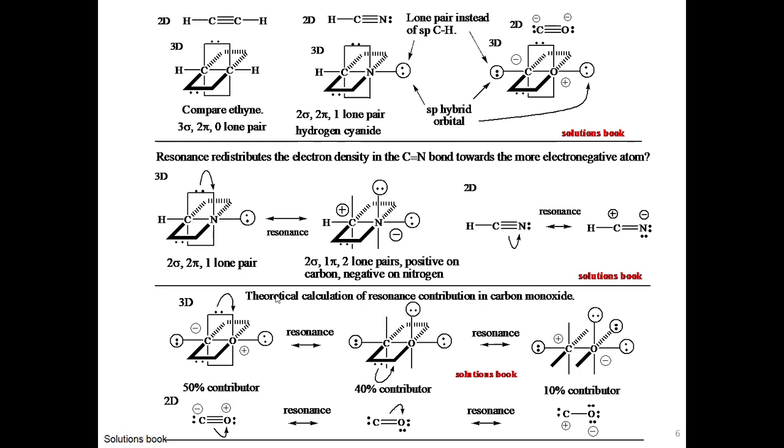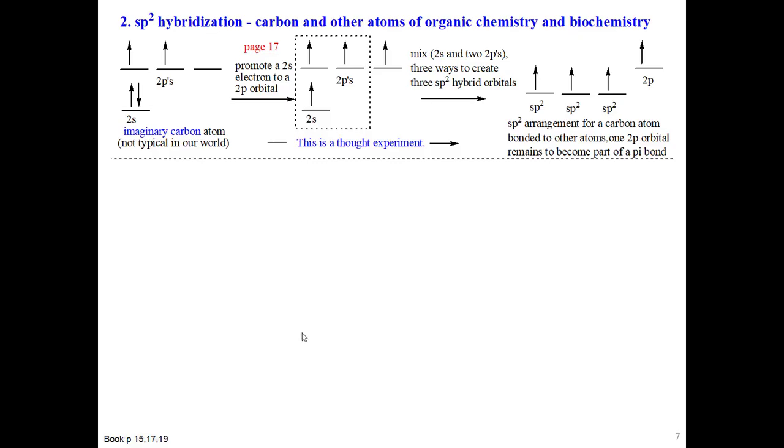Now this has actually been calculated theoretically in a paper, and the paper that I read attributed the first structure with full octets as being the best one with 50% contributor. And the one with no formal charge but 1 fewer bond and incomplete octet was considered to be a 40% contributor. And then the last one down here was considered to be the weakest contributor, 10%. But you'll notice they all contribute somewhat. Okay, so we're going to have to become more familiar with these resonance ideas.